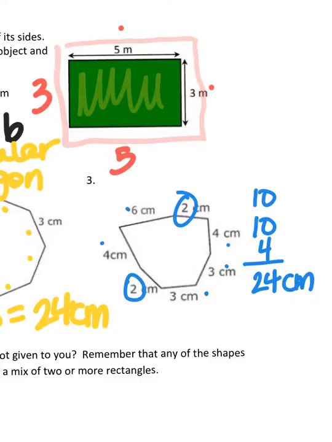Can you guys hear my cat? There you go. So 2 plus 4 is 6, plus 3 is 9, plus 3 is 12, plus 2 is 14, plus 4 is 18, plus 6 is 24. So we get 24 centimeters. Say hi, Blue.